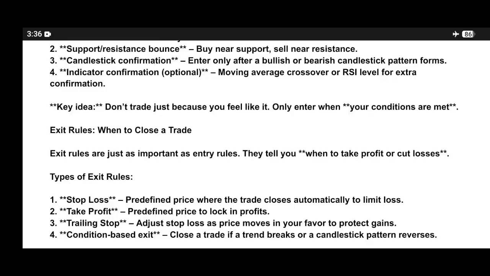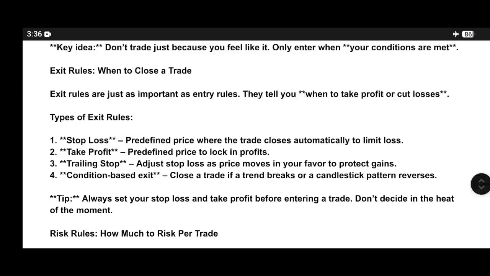Here are the exit rules, when to close a trade. Exit rules are just as important as entry rules. They tell you when to take profit or cut losses. Types of exit rule: stop loss, a predefined price where the trade closes automatically to limit losses. Take profit, a predefined price to lock in profit. Trailing stop, adjust the stop as price moves in your favor to protect gain.